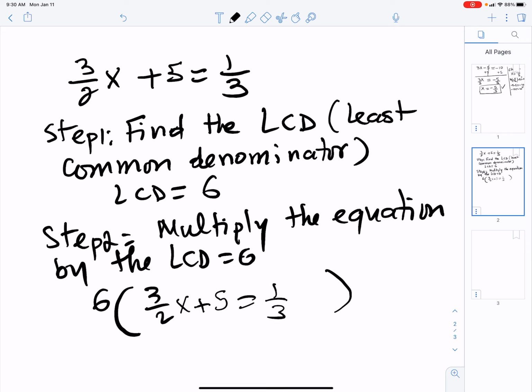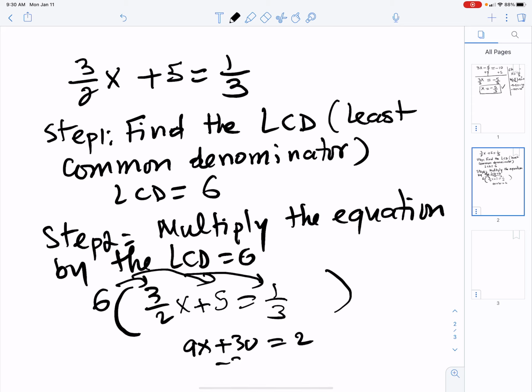And now we distribute. So 6 times 3, we know that's 18. 18 divided by 2 is 9, so 9x. And then 6 times 5, we know that's 30. And then 6 times 1 over 3: 6 times 1 is 6, divided by 3 is 2.